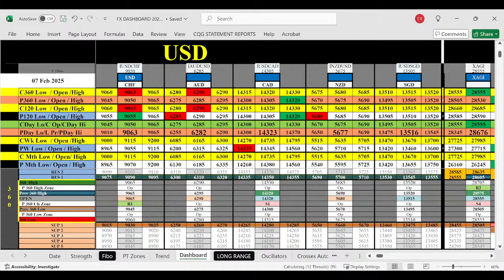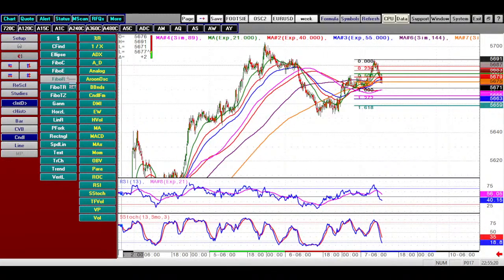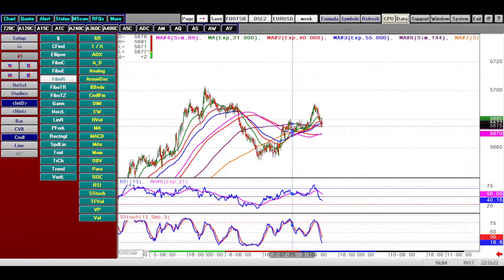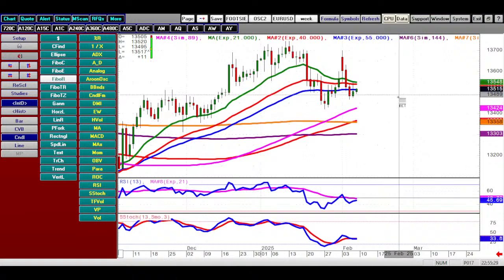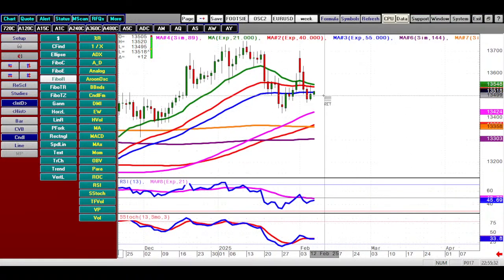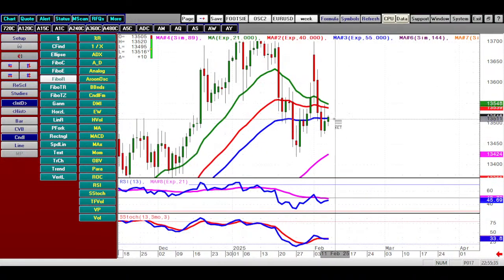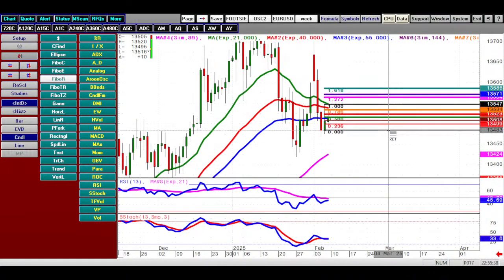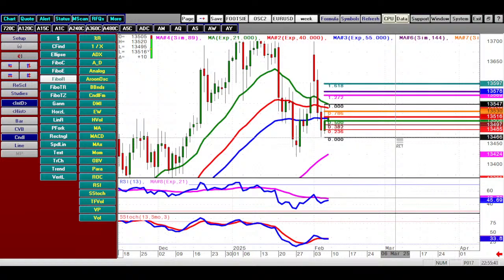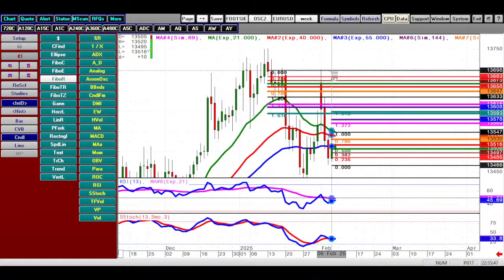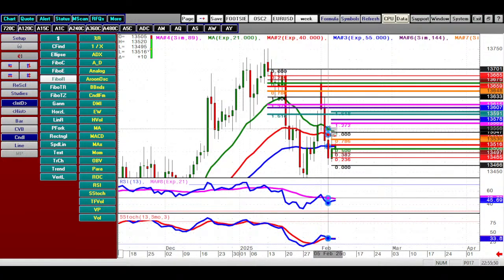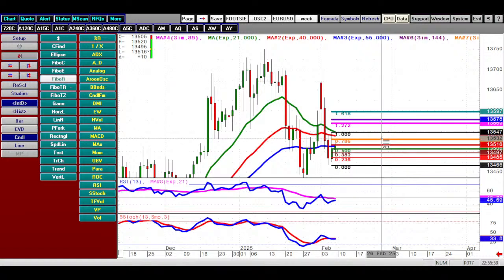Okay, let's see what the chart is telling us. The chart is saying on the daily this is in a consolidation or congestion phase. So I think 35.45 and 35.75 should hold, and I don't see the price going beyond 35.90. So 35.90 should be kept.